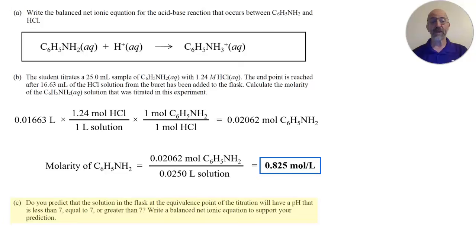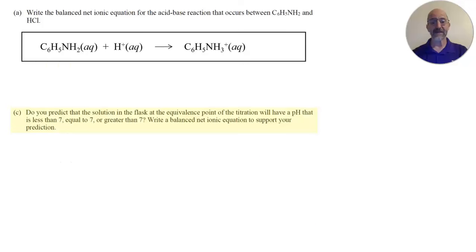Here, we have a weak base reacting with a strong acid. Let's focus our attention on the right side of the equation, C6H5NH3+. That's called the anilinium ion. That is a weak acid. So we had a weak base, which is the aniline. It reacted with a strong acid, and now it produces the conjugate acid.